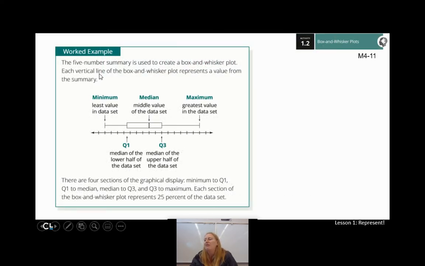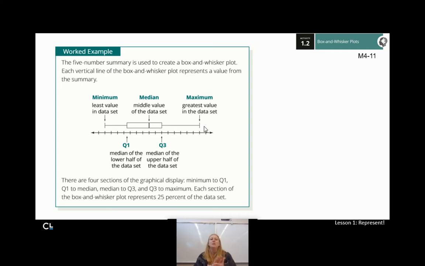So here I have a 5-number summary that's been used to create a box and whisker plot. Each vertical line of the box and whisker plot represents a value from our 5-number summary. So of course, this first one is the minimum, right? This is as low as it goes. This last one is the maximum. It's as high as it goes.